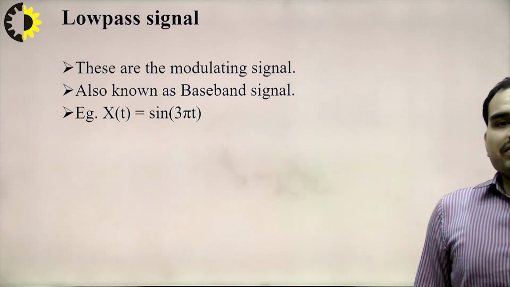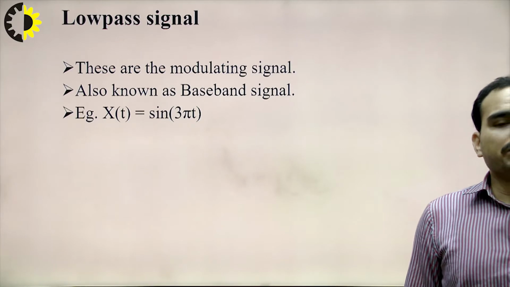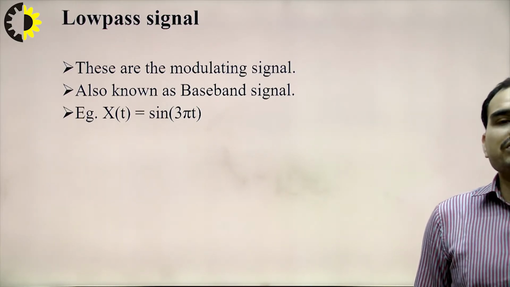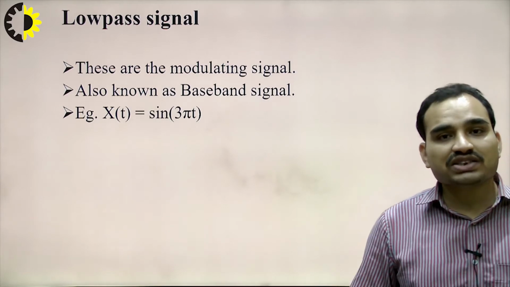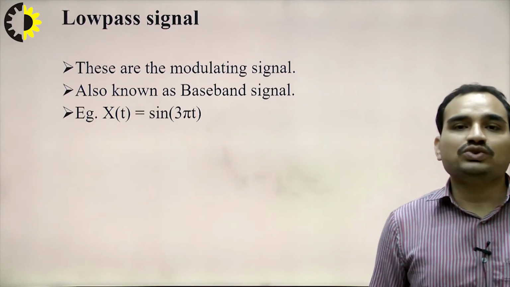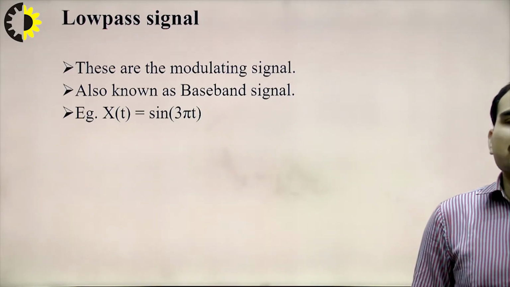So let's start with the low pass signal. What is a low pass signal and how is it represented? A low pass signal is nothing but a signal which starts from 0 and goes up to the maximum frequency. So it has a maximum frequency and starts from 0.